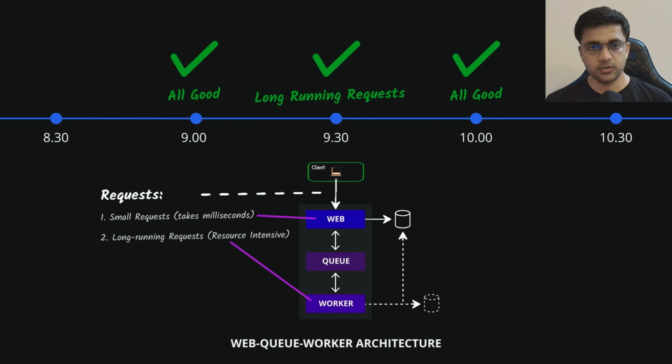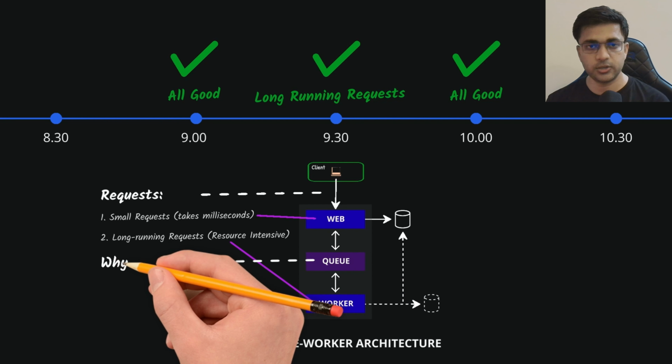Now, even if CPU usage goes high because of those heavy jobs, the web server is not impacted. It can still stay available to handle new incoming requests. This improves both availability and performance. The web sits in front and handles incoming requests. The worker sits in the background and processes long running tasks.